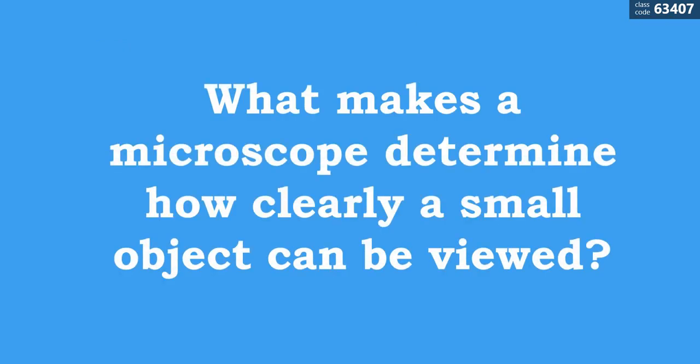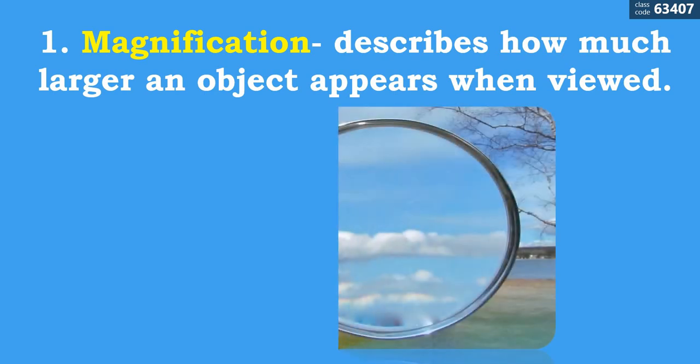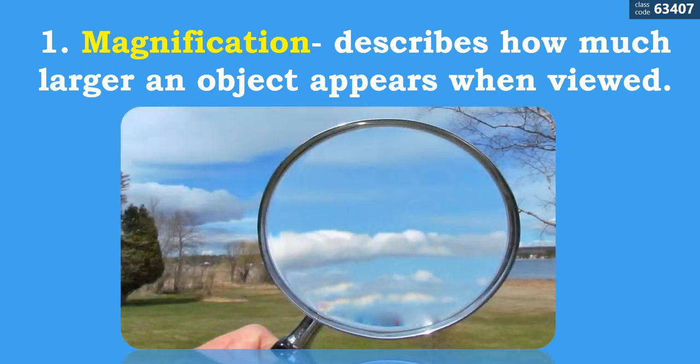What makes a microscope determine how clearly a small object can be viewed? This is because of the magnification. Okay, magnification describes how much larger an object appears when viewed. So for instance, you're given a magnifying glass. When you see the surroundings by your naked eye, it's not bigger than when you place that in your eyes. It makes it larger. Okay?